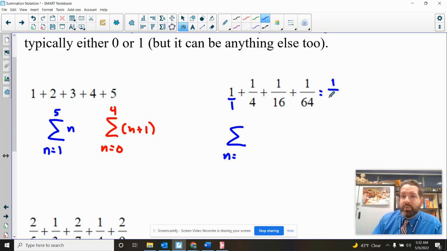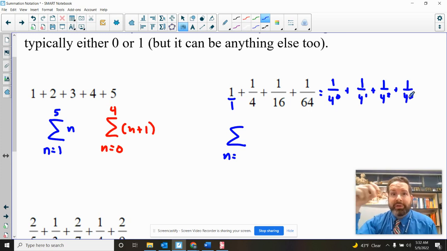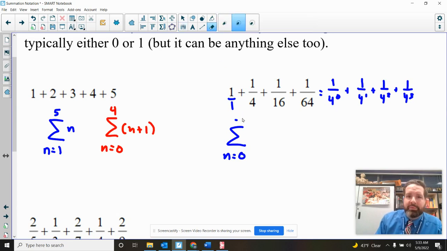So I'm going to rewrite this as 1 over 4 to the 0, plus 1 over 4 to the 1, plus 1 over 4 to the 2, plus 1 over 4 to the 3. It's all about locating a structure, because sigma notation depends on structure, some sort of repeated pattern. Spot that, and you're in a good position. So I think here, noticing that the first power I want to use is 0, it's probably going to be easiest to start at 0. The final power I want to use is 3. So from 0 up to 3, I'm going to rewrite that 3, make it just a little bit prettier.